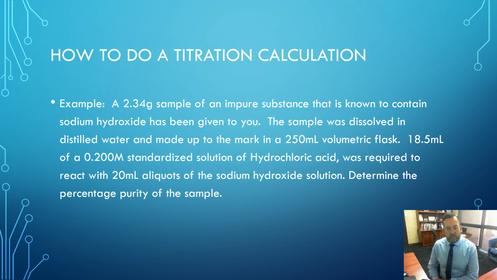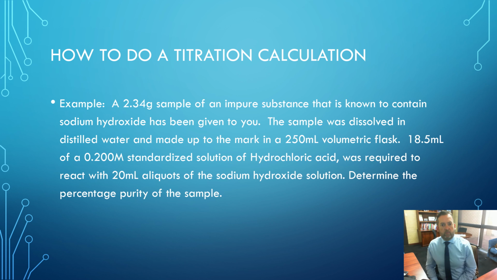Now, it would be inefficient to test the whole sample and also inaccurate. We need to take lots of small tests. That's what a titration technique is. So we take a sample of that, 20 mL aliquots. An aliquot, remember, is what is dispensed from a pipette. We put that pipette sample into a conical flask and we titrate it. And 18.5 mL of a standardised 0.2 mol per litre hydrochloric acid solution was required to neutralise that sodium hydroxide that was in the impure sample.